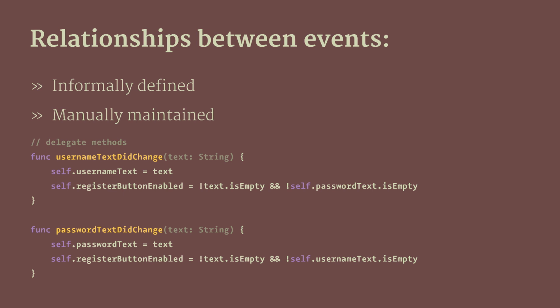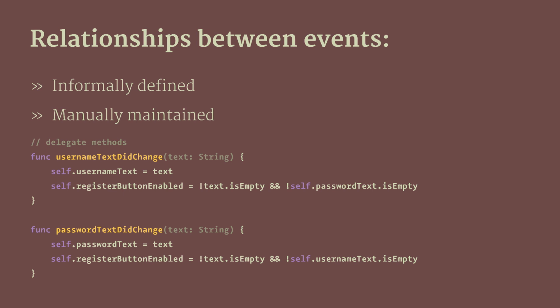If we introduce another event that also impacts the register button enabled, we have to remember to come update it in all these different spots ourselves. And there's no help from the compiler saying, hey, you missed this spot, you need to update it here as well. In addition, you could also have another place that updates one of those properties, like password text could also get updated from maybe a reset form function. And then you need to remember to also run the register button enabled logic there as well.